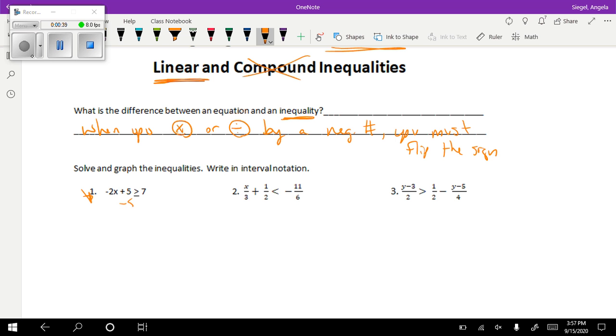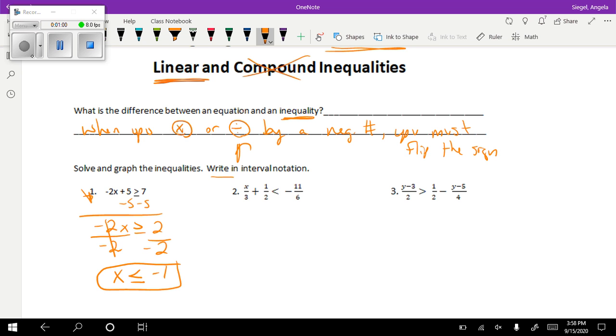So the first thing I'm going to do is subtract 5. And then I'm dividing by negative 2. That cancels, and so I'm going to say x is less than or equal to negative 1. So we're flipping that sign.